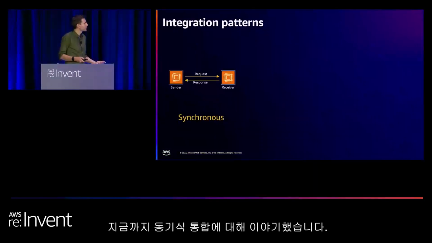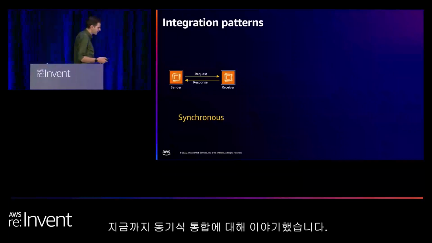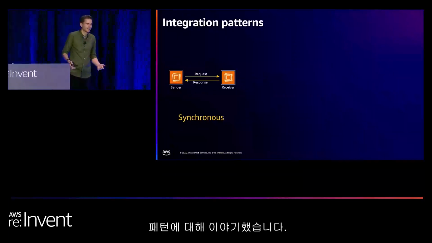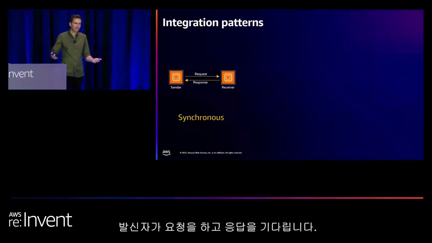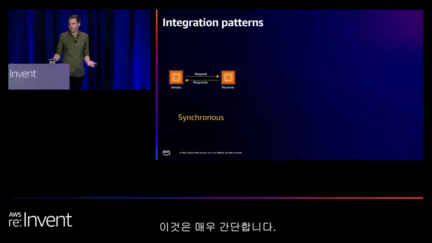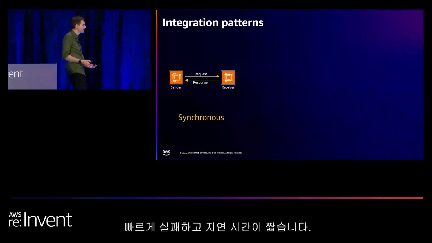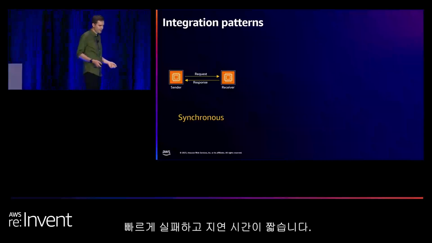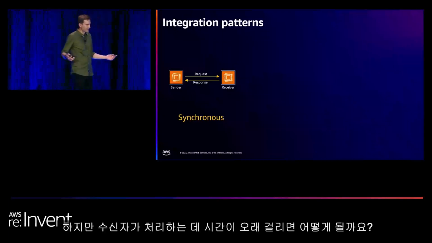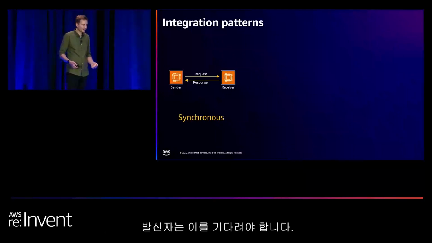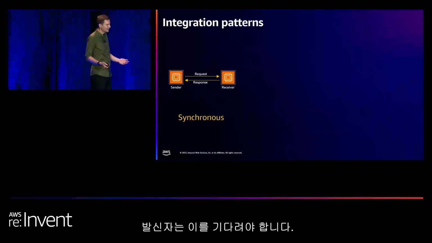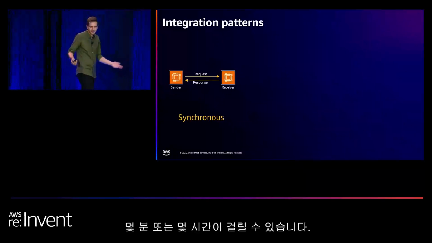So far we've talked about synchronous integration patterns, right? The sender makes a request, and they wait for a response. This is something that's simple, it fails fast, and it's low latency. But what if the receiver takes a long time to process the request? The sender has to wait for that to happen. That could take minutes or hours.